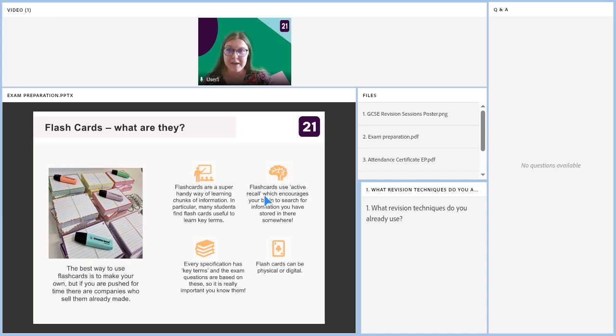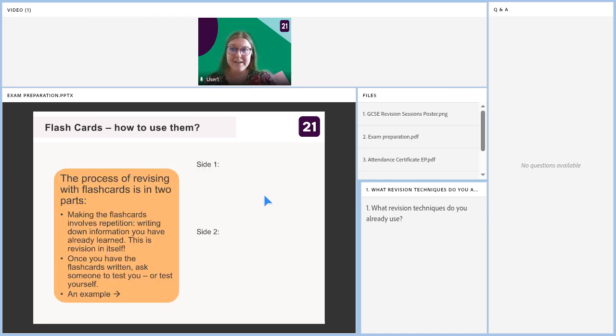So actually writing out definitions on one side, key terms on another, vocabulary, whatever it might be. Writing them out actually helps to embed that knowledge, we know that, but also then using them with your friends and family can help that active recall. So it doesn't really matter which side you use either. So the process of revising is 2 parts, so making them and then using them.